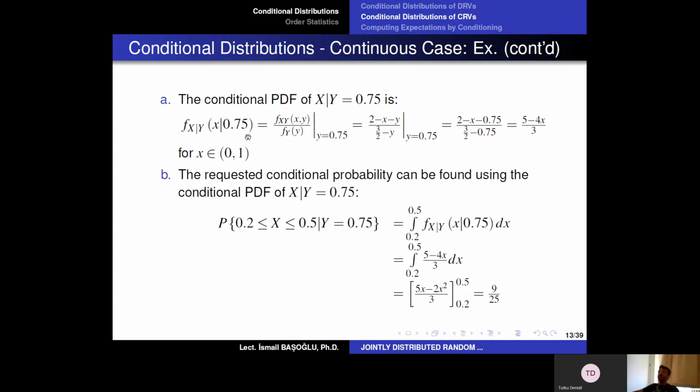Now, the conditional PDF of x, given that y is observed to be equal to 0.75, is what? We are going to compute the ratio of the joint PDF. So we are going to divide the joint PDF by the marginal PDF of y. However, since we have observed y to be equal to 0.75, we are going to plug in 0.75 at every y value that we observe here. And when you plug in 0.75 in these functions, you are going to get 5 minus 4x over 3. And that is the conditional probability density function of x when you observe y to be equal to 0.75.